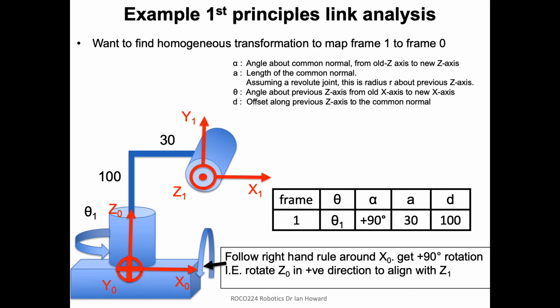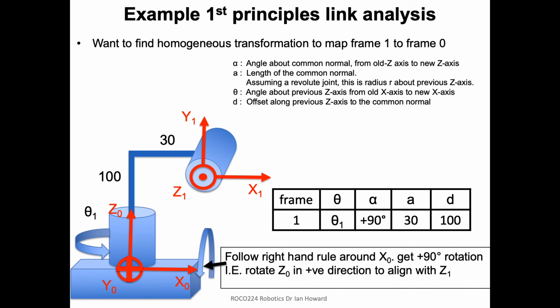And if you look at the x0 axis, we see if we rotate positively around x0, and I know it's positive because if you put your thumb in the direction of x0, your fingers are coming round towards you, and that represents the positive rotation. If we go with a 90 degrees positive rotation in that way, then Z0 will rotate round until it's coming out of the page and line up with Z1.